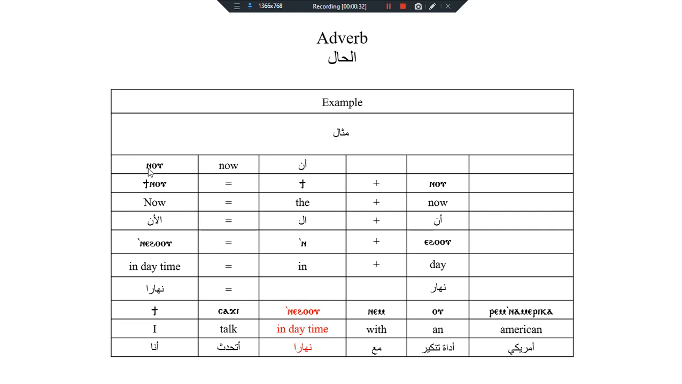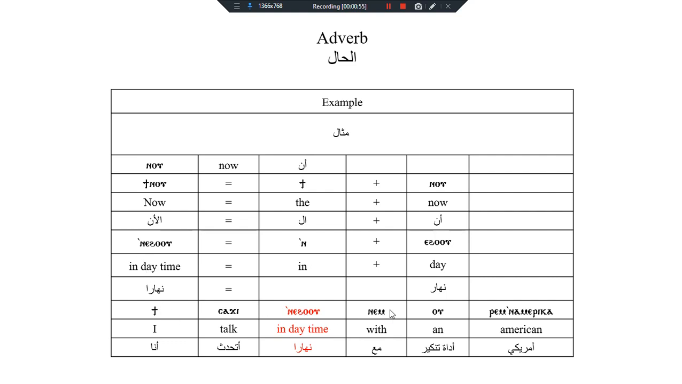We have here an example. Tino is always used in this form, or mostly used in this form, which means now. Ehu means day; in ehu means daily, in daytime. So we add "in" before it.